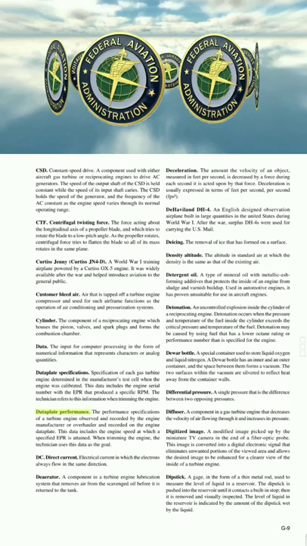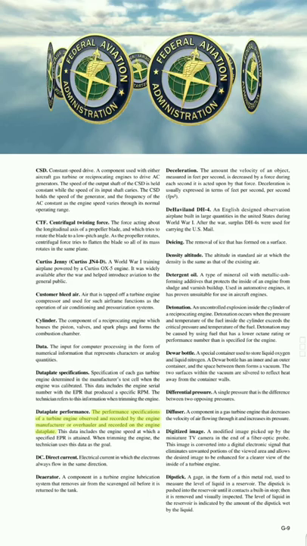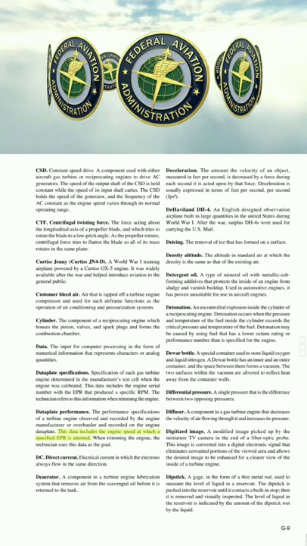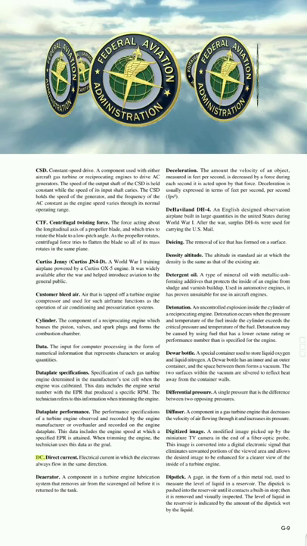Data plate performance. The performance specifications of a turbine engine observed and recorded by the engine manufacturer or overhauler and recorded on the engine data plate. This data includes the engine speed at which a specified EPR is attained. When trimming the engine, the technician uses this data as the goal. DC. Direct current. Electrical current in which the electrons always flow in the same direction.